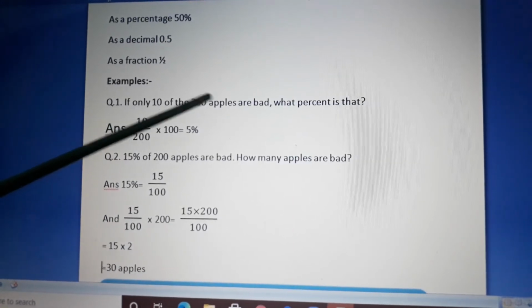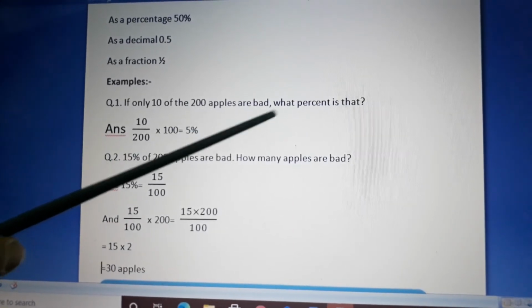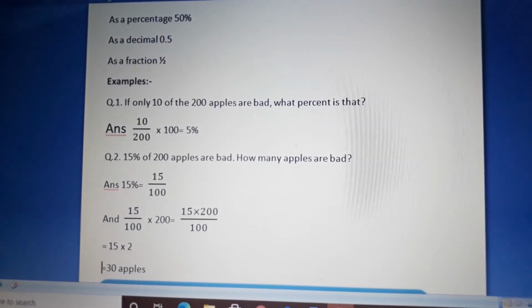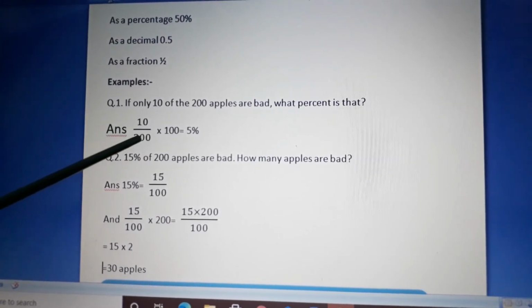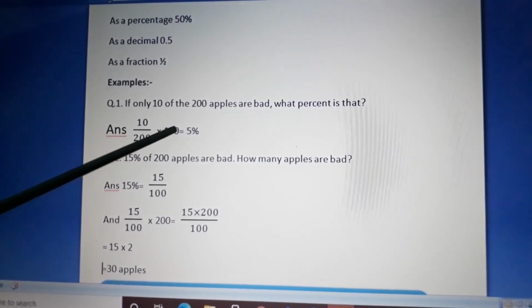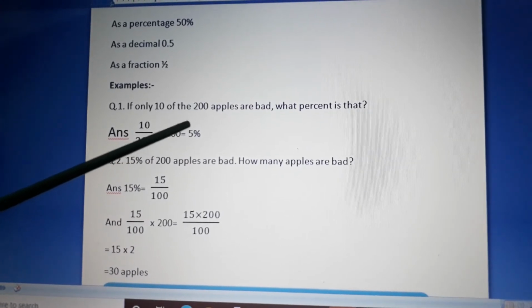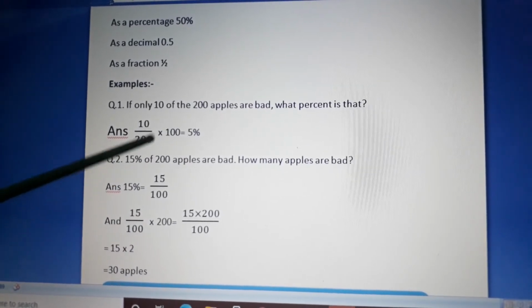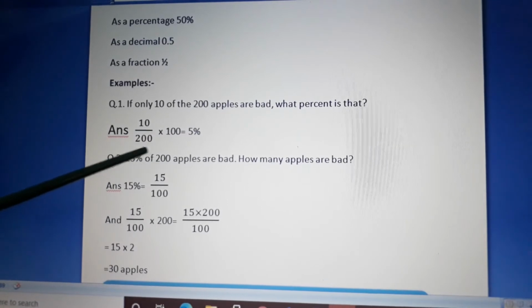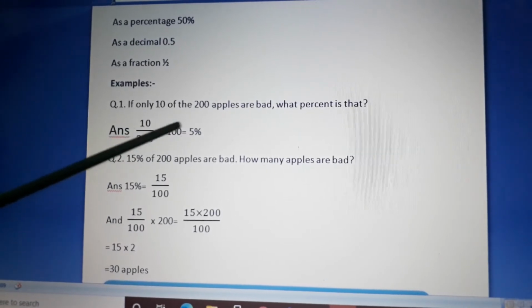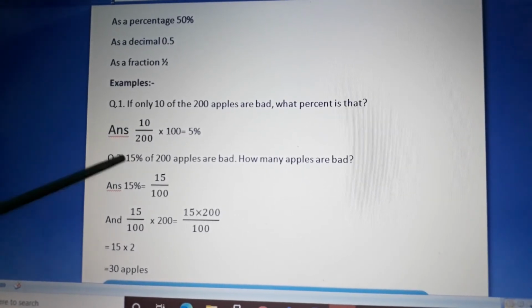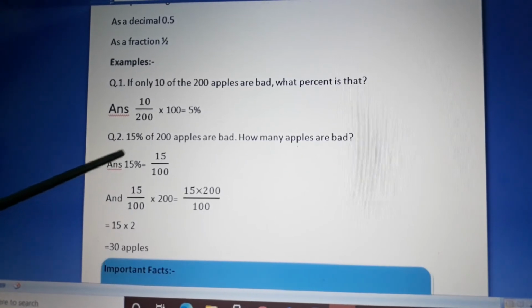If only 10 of the 200 apples are bad, what percent is that? 10 upon 200 multiplied by 100 is equal to 5%. Okay, 100 ones are, 100 twos are and 2 ones and 2 fives are. So we get 5%. Let's see another example.